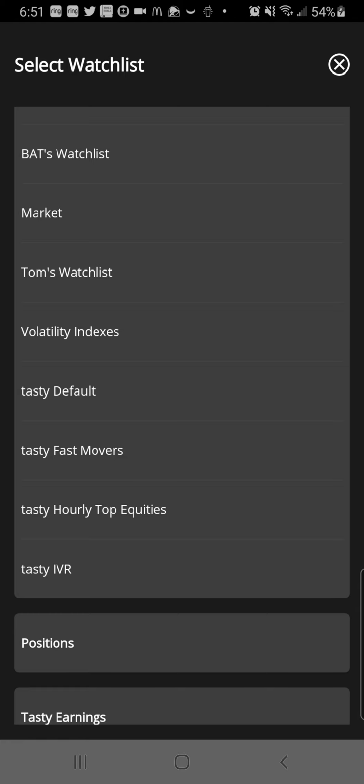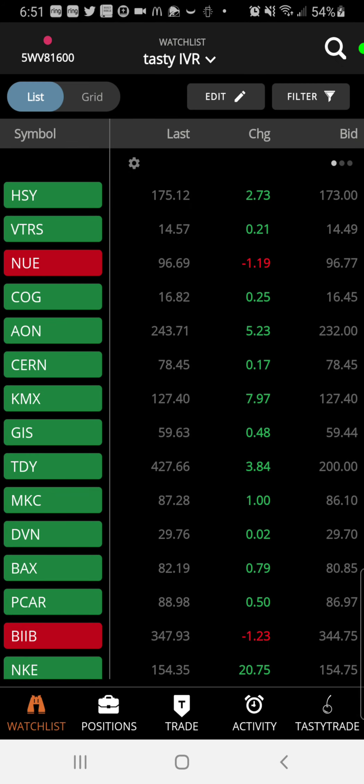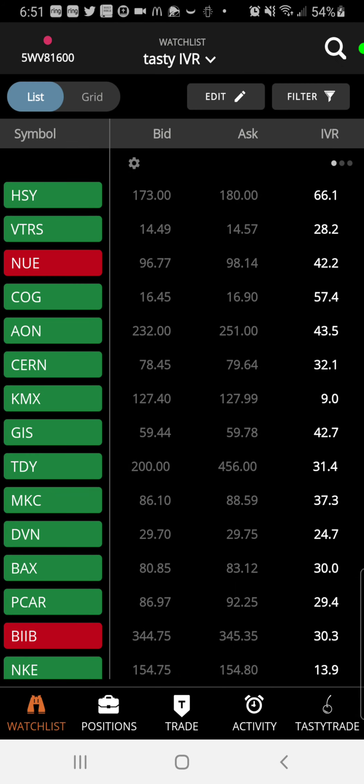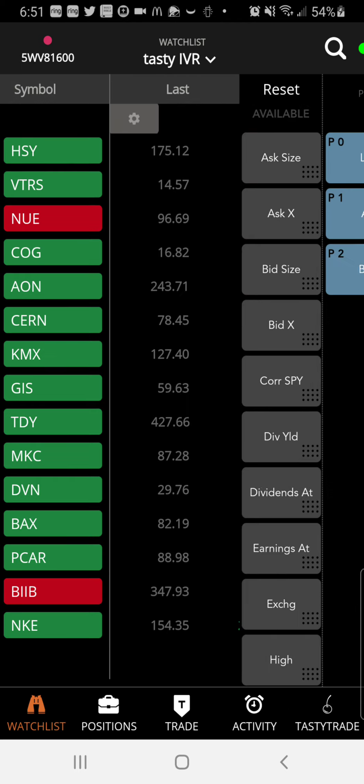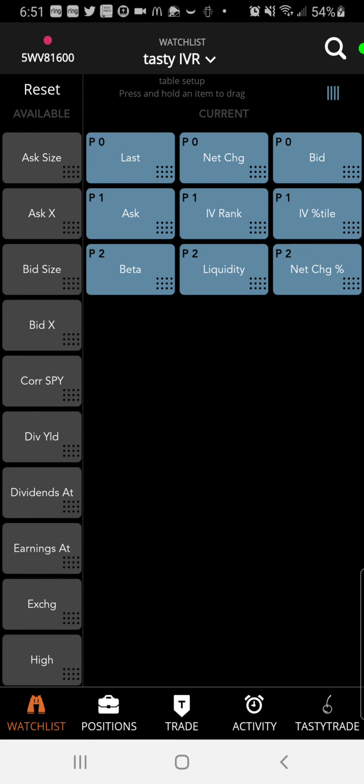You want to go to Tasty IVR, implied volatility, and you can go to this little gear and you can set it up similar to how I have mine. You can add any type of other numbers that you want to see. Some of these you may not know what they mean just yet, and that's absolutely fine. We're really just focusing on the scanner, so we're just doing one educational topic at a time, and right now we're just working on trying to scan or look for opportunities in Tastyworks.